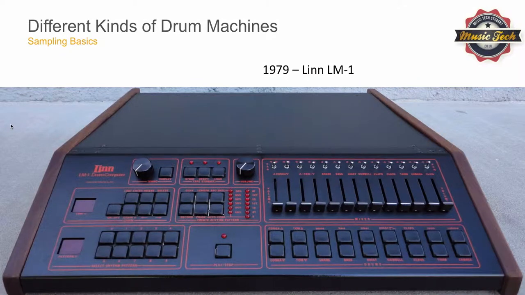So other ones, the Linn LM1. This was one of the first commercial drum machines. You'll find this on a lot of 80s tracks, dance tracks, disco tracks. It's got some really nice sounds built into it, but it's also possible to program some other sounds as well, and also sequence those. So this is a nice one.